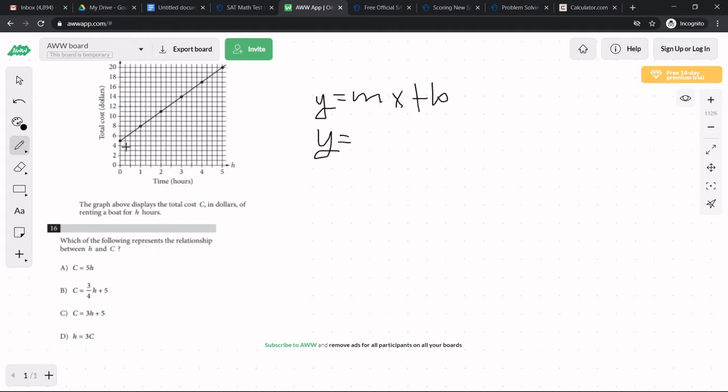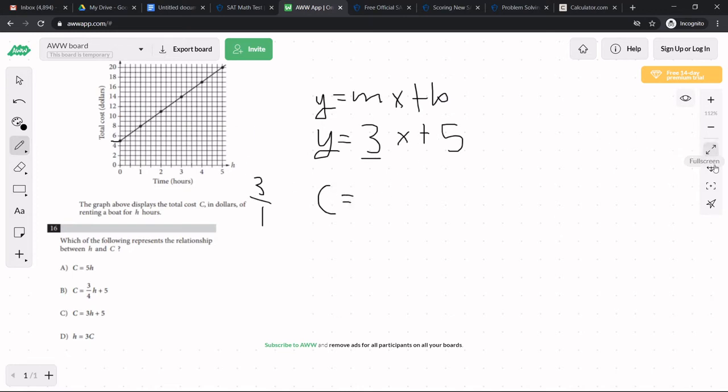So we know that the b is 5 because the y-intercept is 5. Pretty simple. And now we go from 5 to 8 in the first hour, 8 to 11, 11 to 14. It's pretty simple to subtract, and you realize that we're going up by 3 every hour. We do rise over run, 3 over 1. We get our slope is 3. Now we just have to plug in the right variables. Y in this case is c, and x in this case is h.